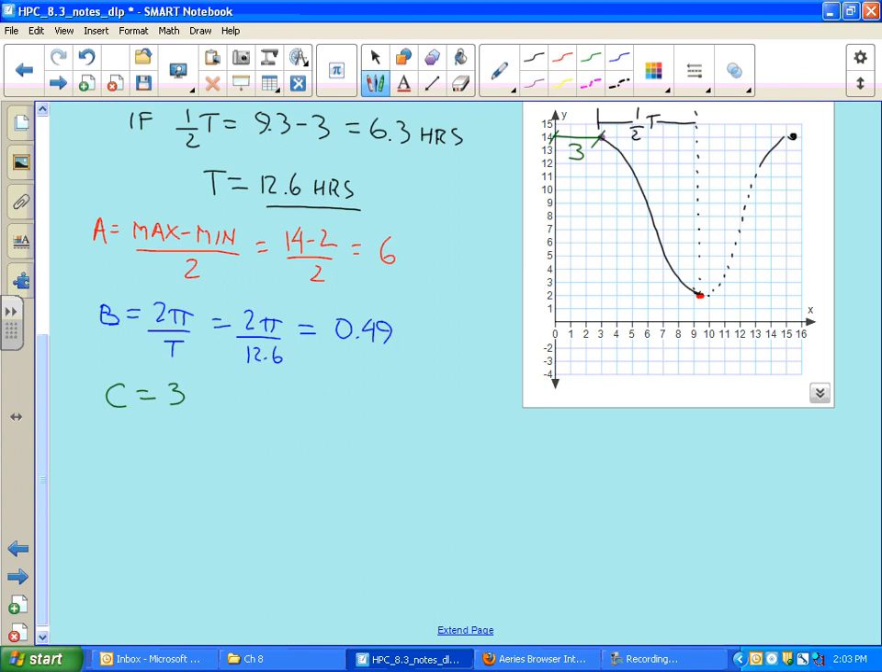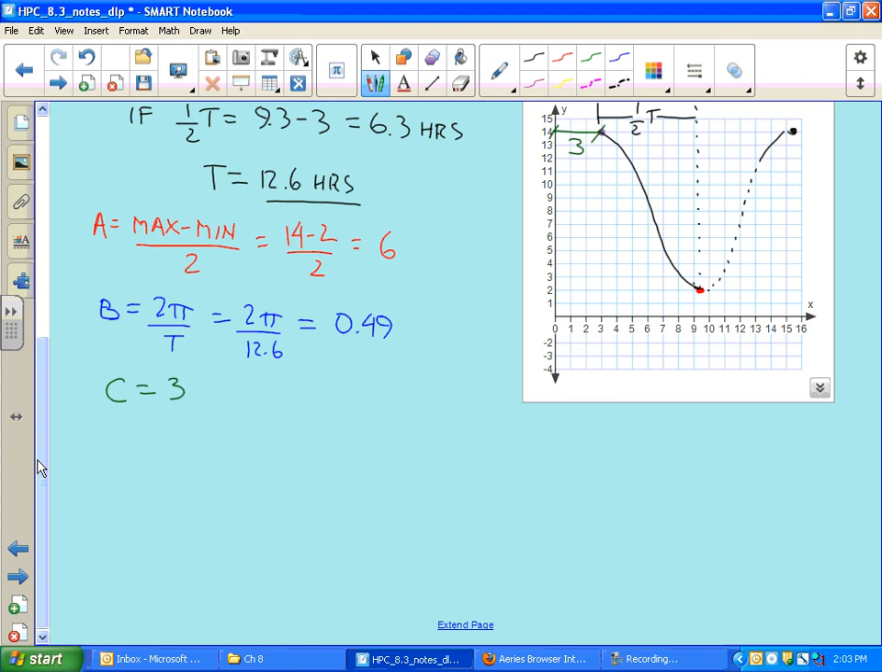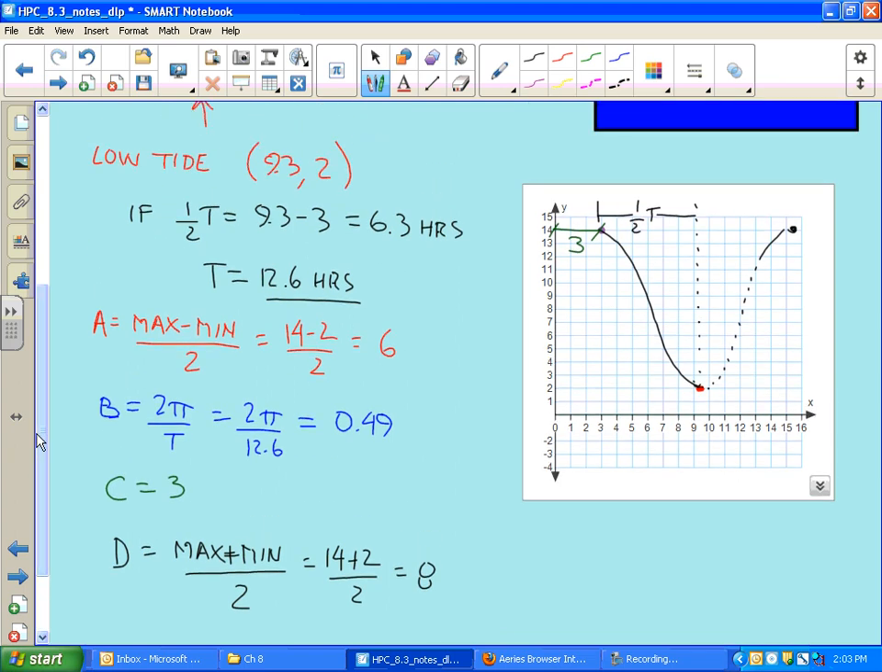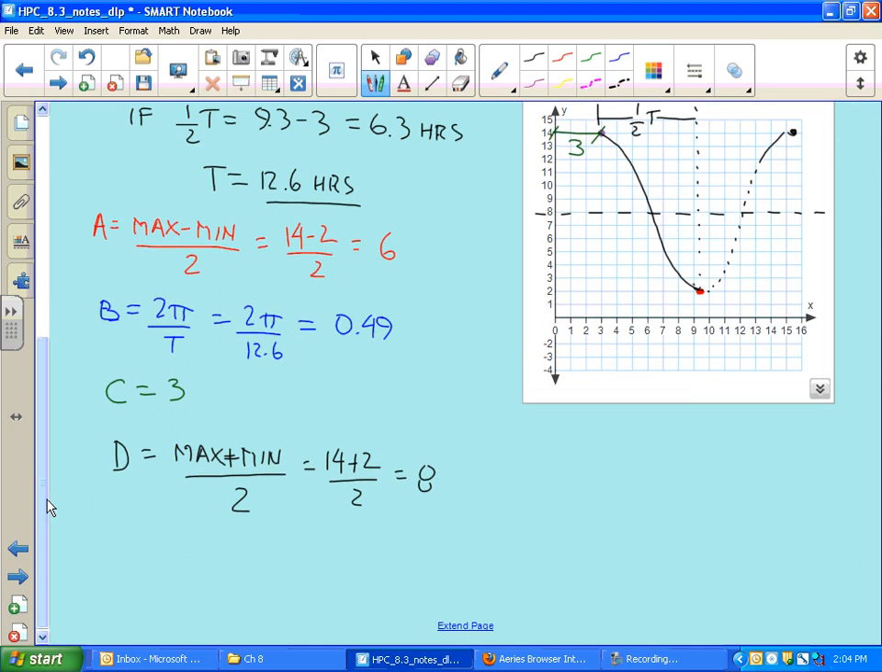And then finally, I need to know my axis, D, also related to maximums and minimums. But this time, oh, wait, we're adding. So I get 14 plus 2 over 2, or an axis of 8. So there's the center line, horizontal axis of this graph right here. All right, we have everything we need to be able to write the equation of this thing.